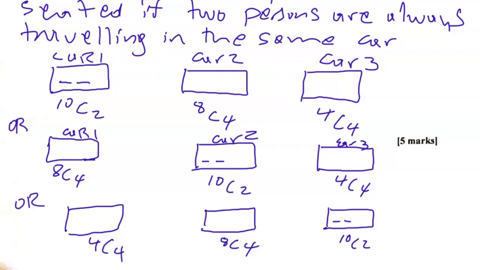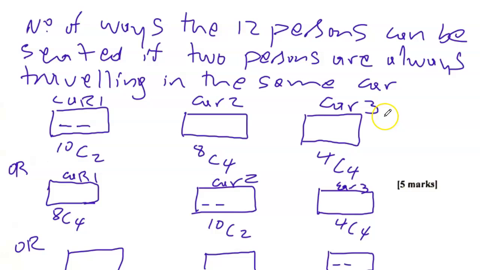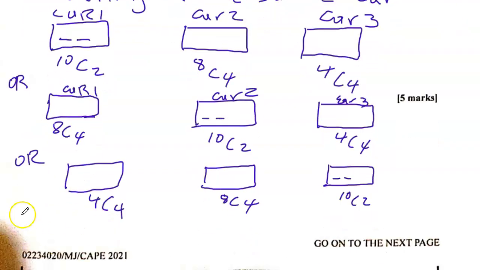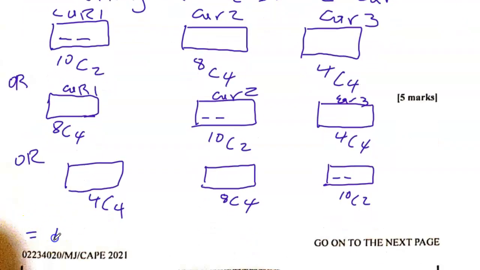Alright? So the number of ways to do this calculation will be what now? 10 choose 2 times 8 choose 4 times 4 choose 4. And remember, this can happen 3 different ways.